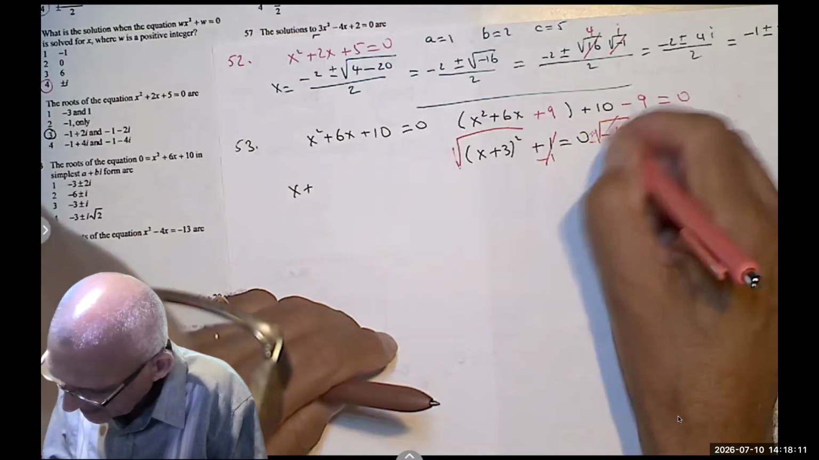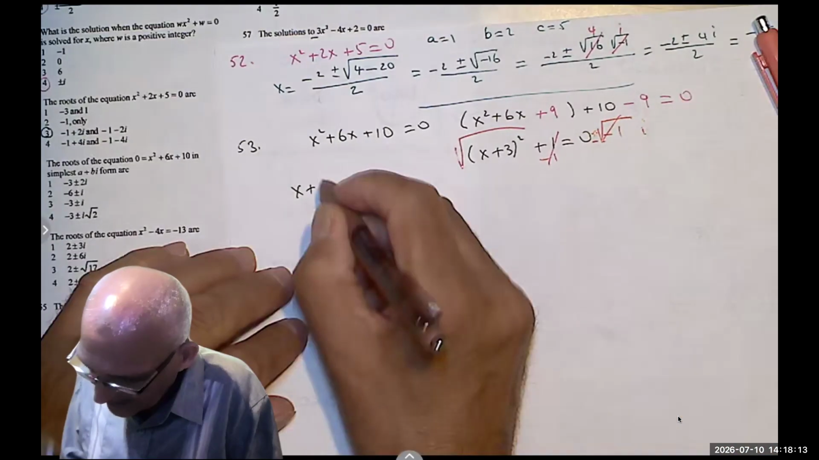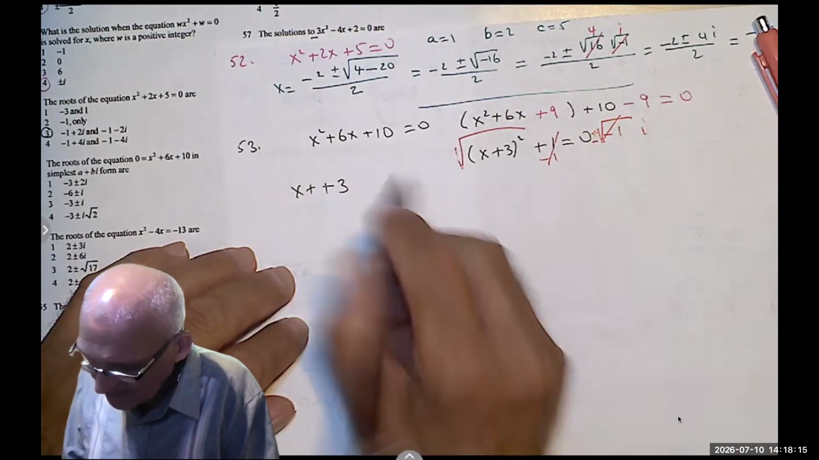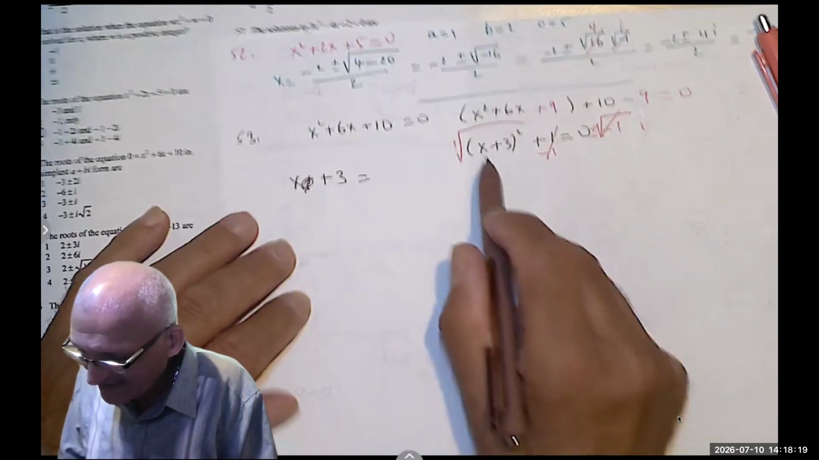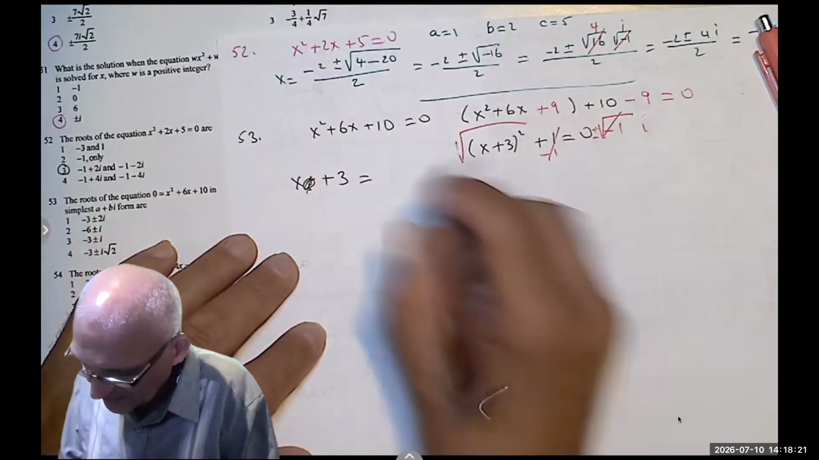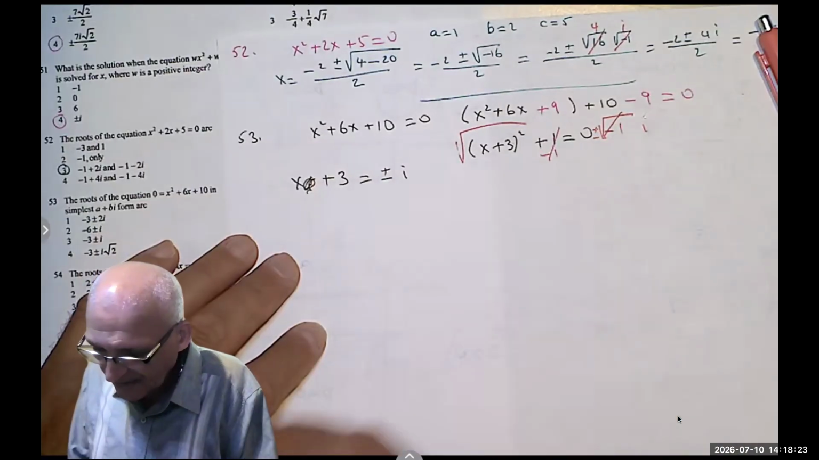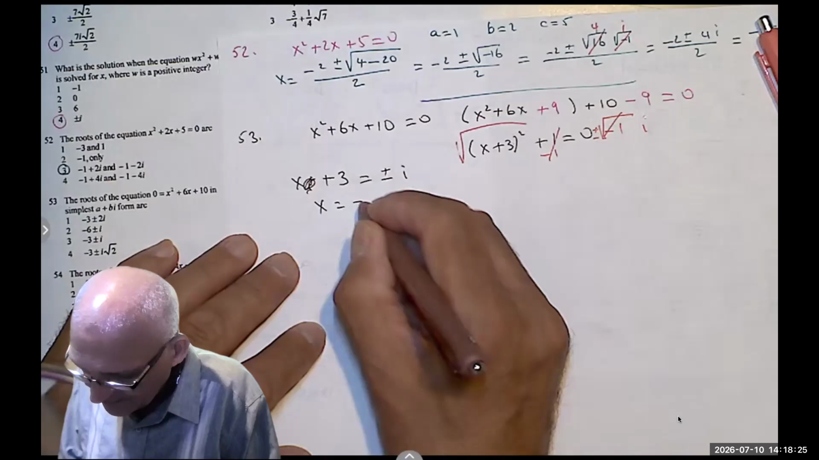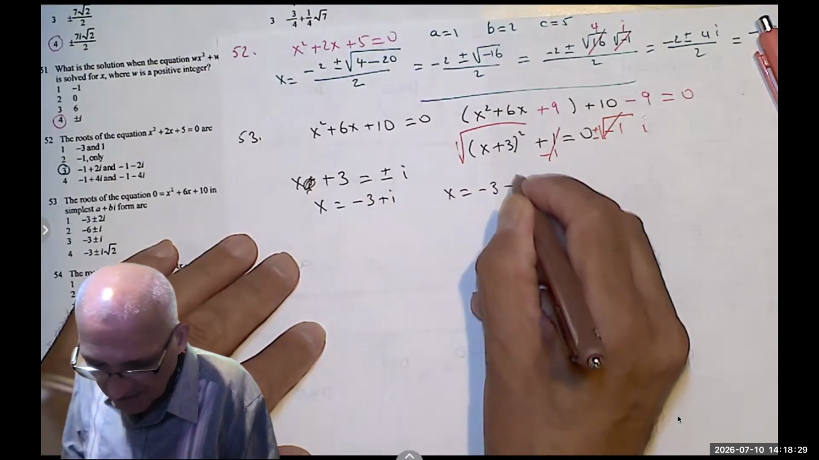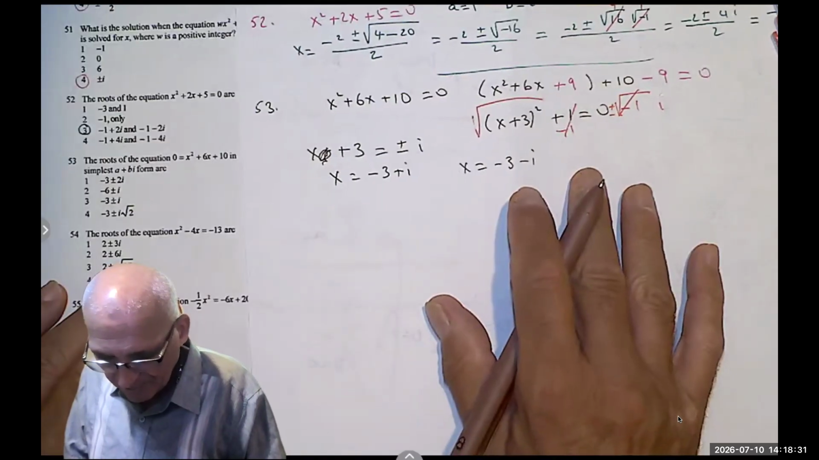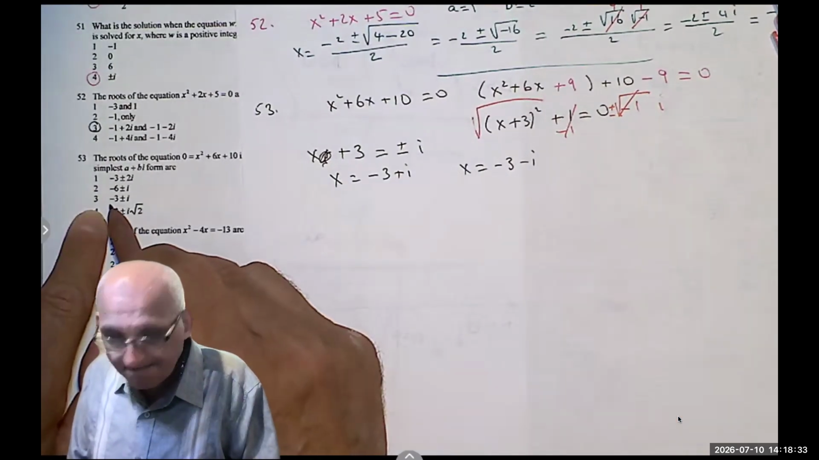Notice this guy is i. So I get x plus 3 equals, oh, I'm sorry, I have 2 pluses. x plus 3 equals plus or minus i. So x equals negative 3 plus i, or x equals negative 3 minus i, which is number 3 again.